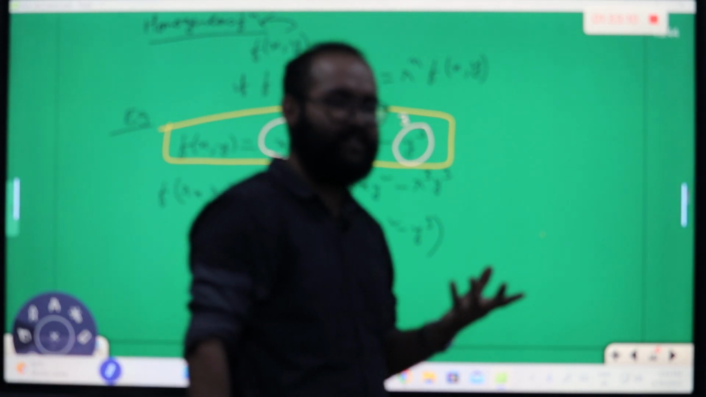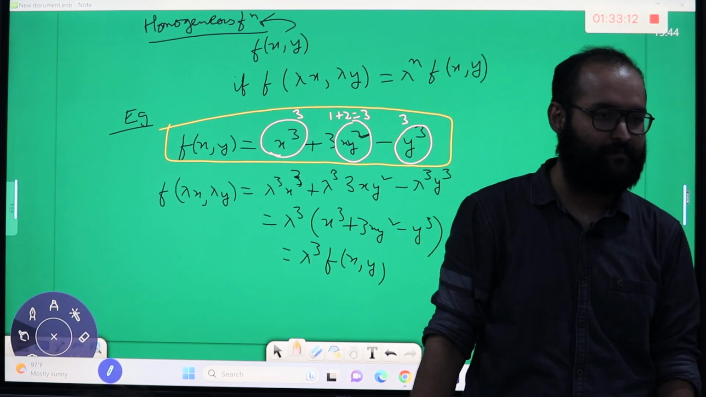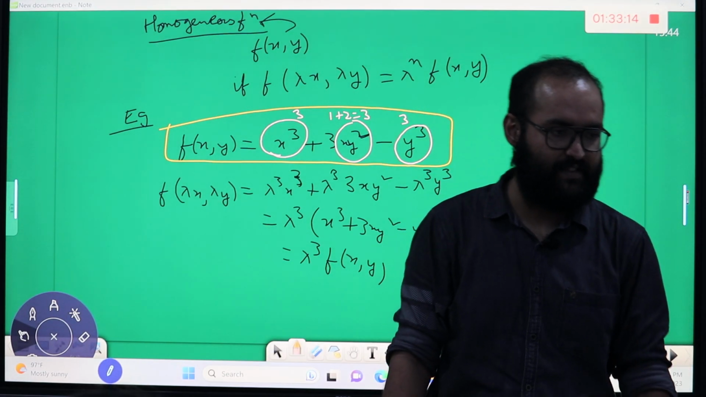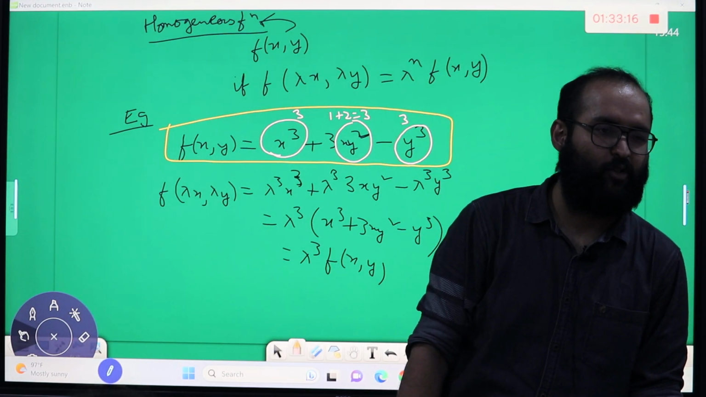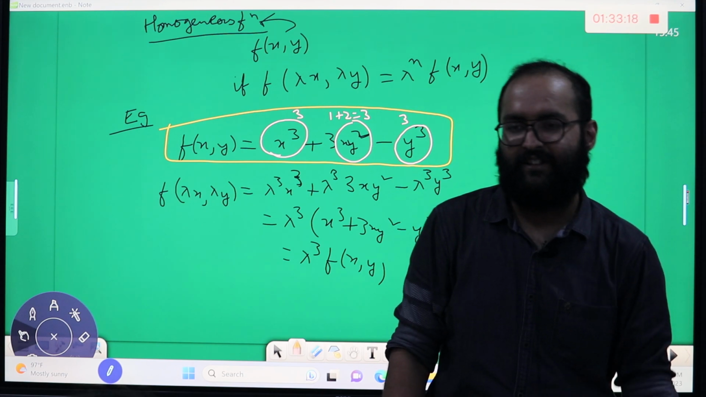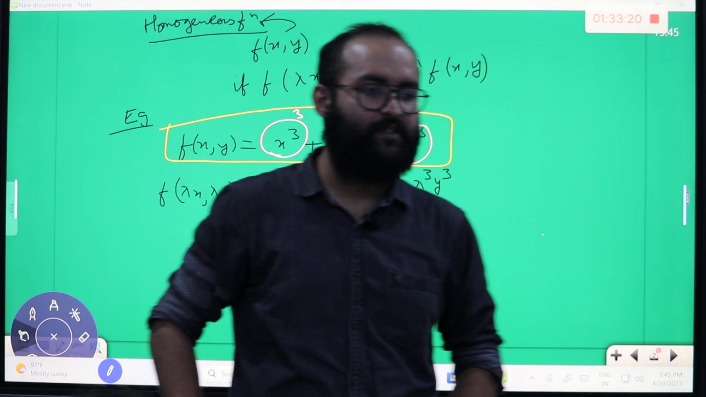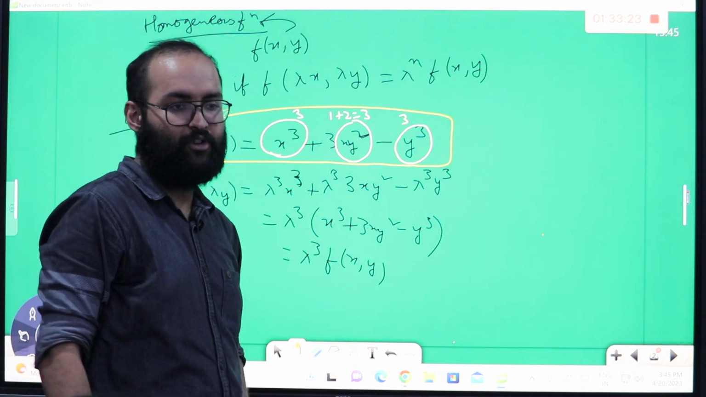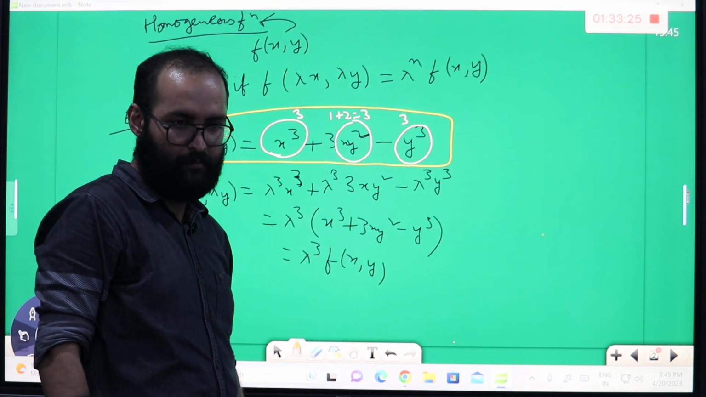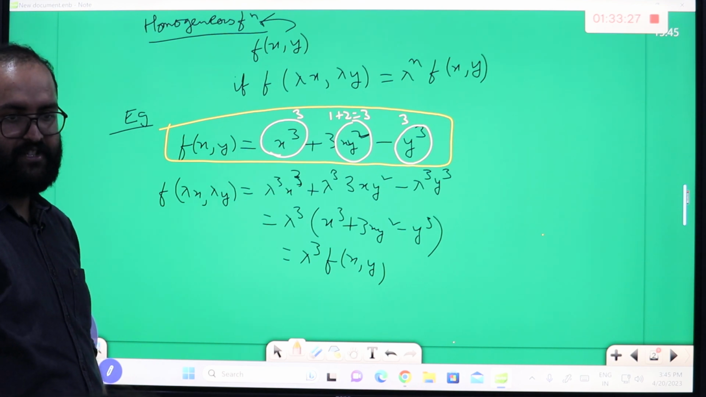What do you mean by homogeneous? In chemistry you studied homogeneous liquids, isn't it? Homogeneous, heterogeneous, and colloidal or something like that was there. So what is homogeneous? Homogeneous means same density, same composition, that kind of thing.